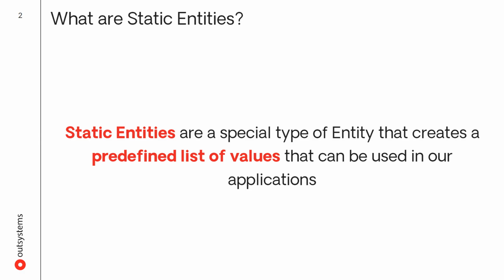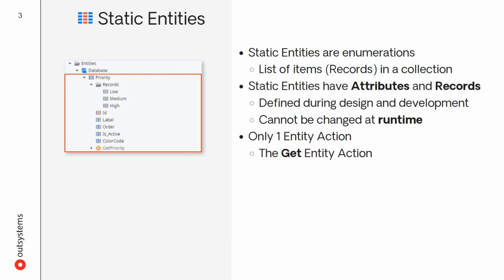Static entities are a special type of entity. They allow you to create a predefined list of values that you can use in your applications. Let's drill down into what this means exactly. A static entity is an enumeration, that is, a list of items in a collection.